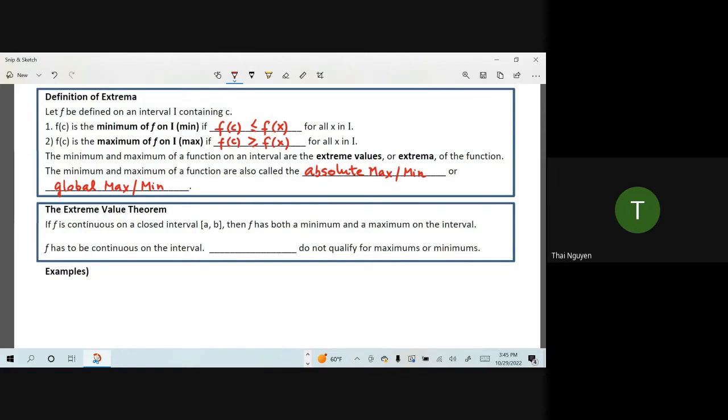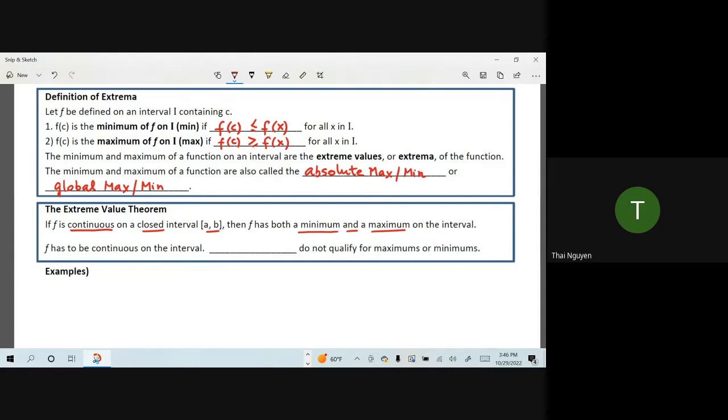Okay, so there is a theorem called the extreme value theorem, and that's called EVT. So remember the name EVT, which stands for extreme value theorem. It requires the function f to be continuous on the closed interval [a, b]. Then it will guarantee that you have both a minimum and a maximum in that interval.